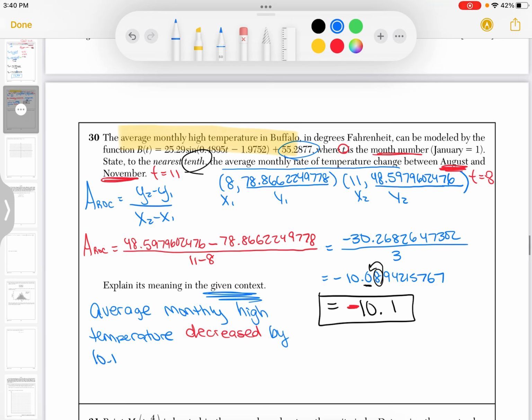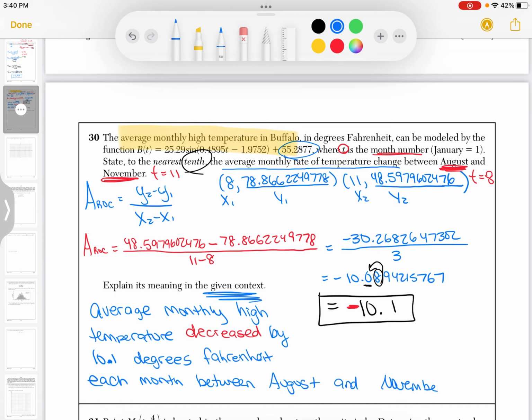by 10.1 degrees Fahrenheit each month. That's what average rate of change means. You're finding that average rate of change each unit. This one was each month. And it's only happening between August and November. The average rate of change each month would be different if, let's say, I used January to February.